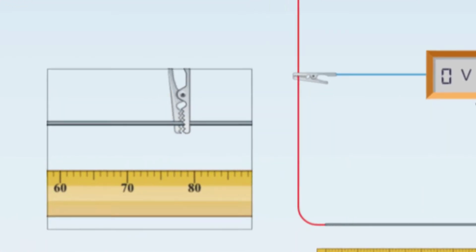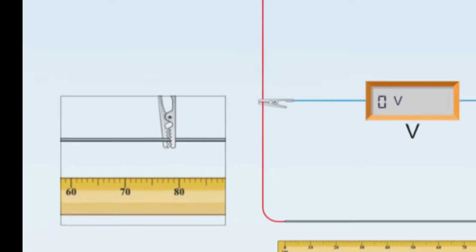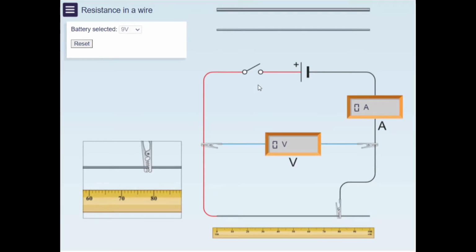There's a zoom-in view of the ruler to make it easier for you to record your selected length. Use the switch to activate the circuit and record the voltage and current readings together with the length and wire you have chosen in your laboratory notebook. You can select a different length by moving the crocodile clip along the wire. However, beware, if the length selected is too short, the current flowing through it will cause it to heat up.